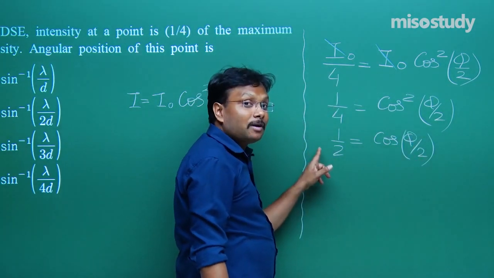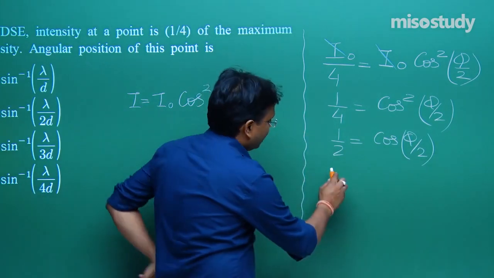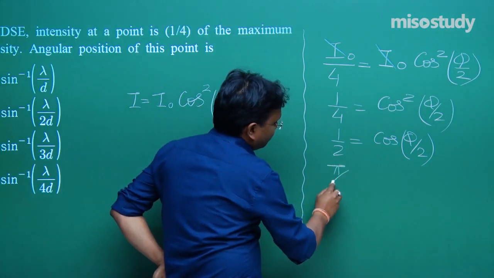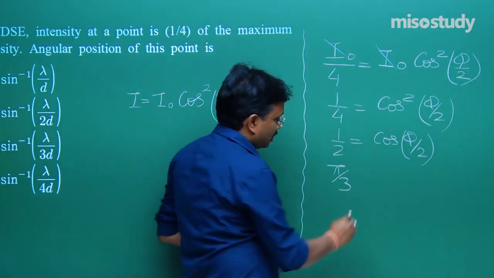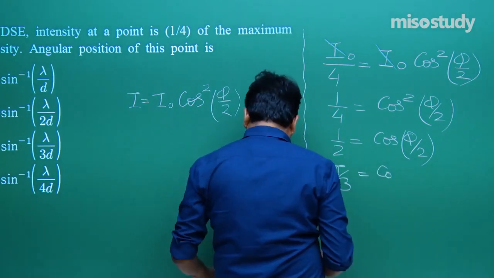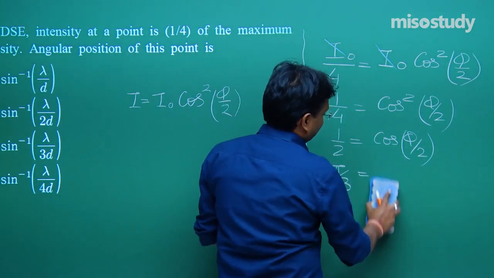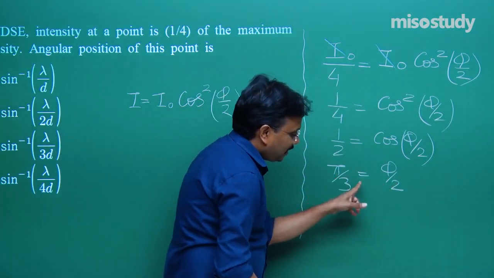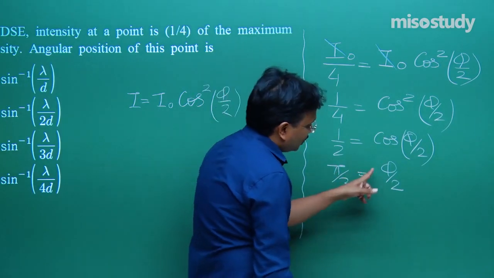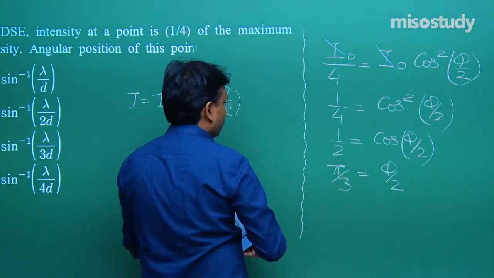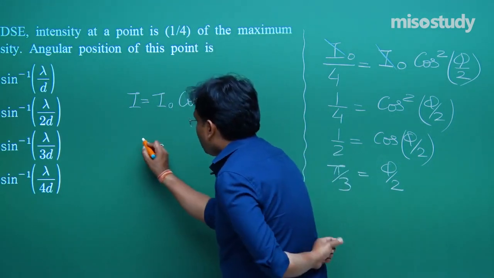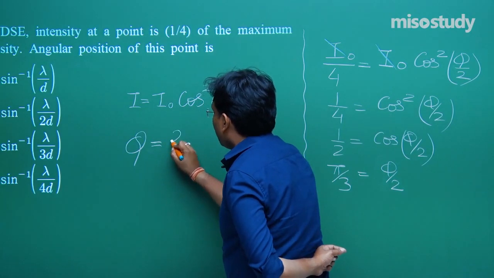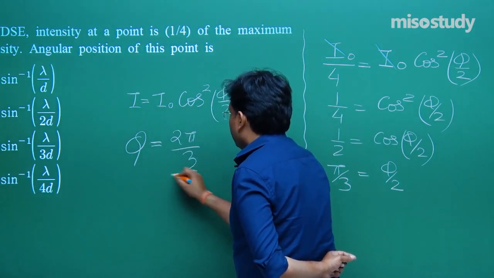Also I can write it down, 1 by 2 means what? Pi by 6, that is cos 60, or pi by 3. Why write it down like this? No need to write it down, directly write phi by 2. So phi is equal to 2 pi by 3, okay? Let me mention it over here: phi is equal to 2 pi by 3, fine.